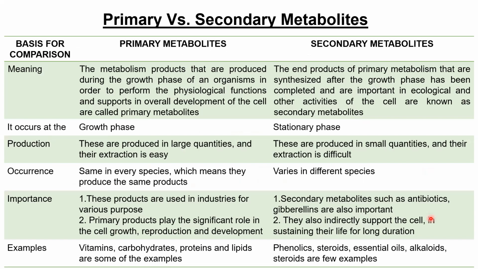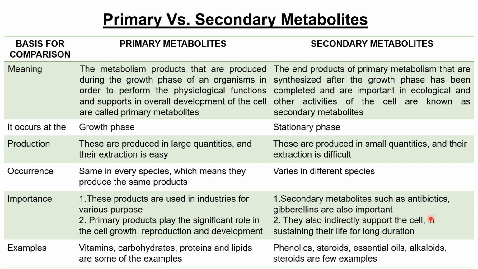The metabolism products which are produced by organisms during their growth phase, so that they can be used for physiological functions, and which have a role in the overall support or development of the cell, are known as primary metabolites. For example, vitamins, proteins, lipids, all these are primary metabolites.